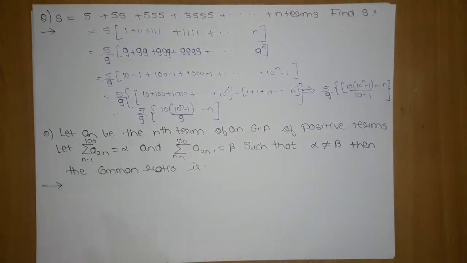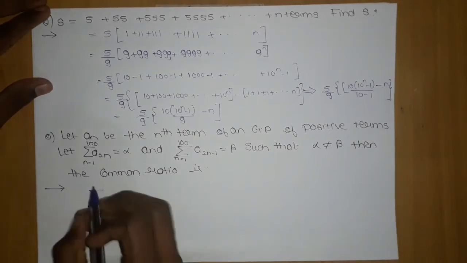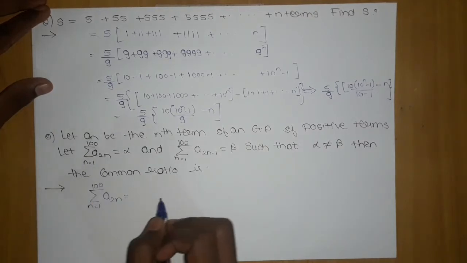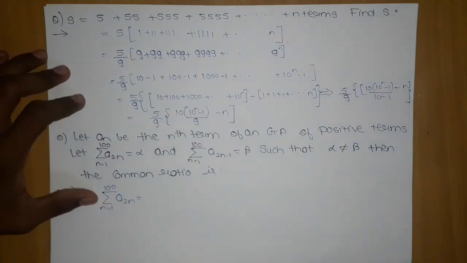Okay, now this similar question we have done in AP. What will be the difference? The difference will be very clear, you will come to know the difference. The thing will be like this. The summation, if I open it, n equals 1 to 100 of a_2n, will be what? So the summation from 1 to 100.